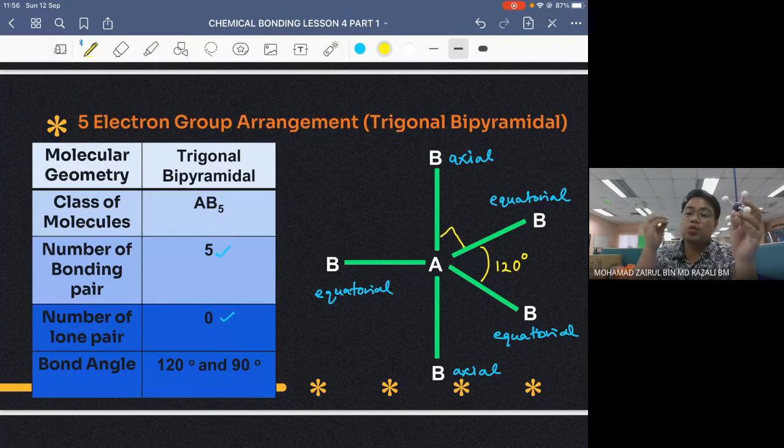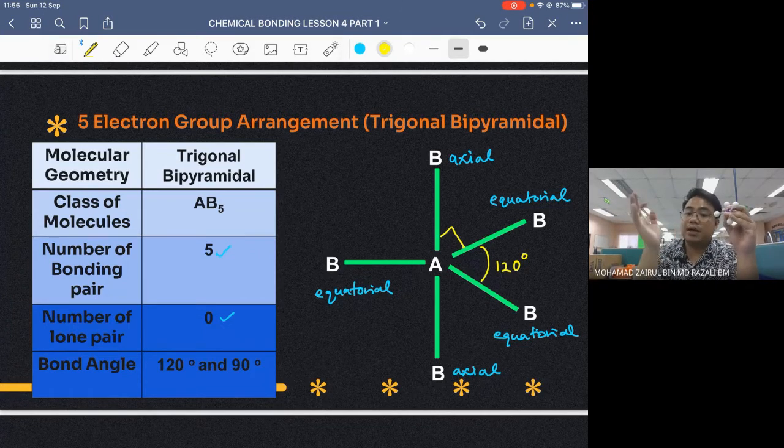Okay, so when you want to remove bonding pair daripada trigonal bipyramidal, we only remove from the equatorial position. Sebab the greater the bond angle, the weaker the repulsion.